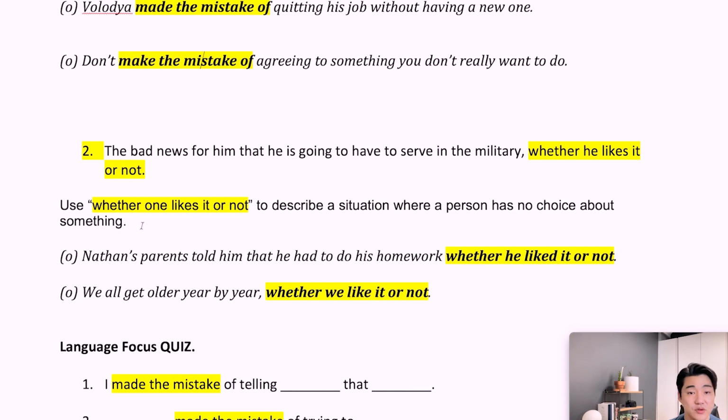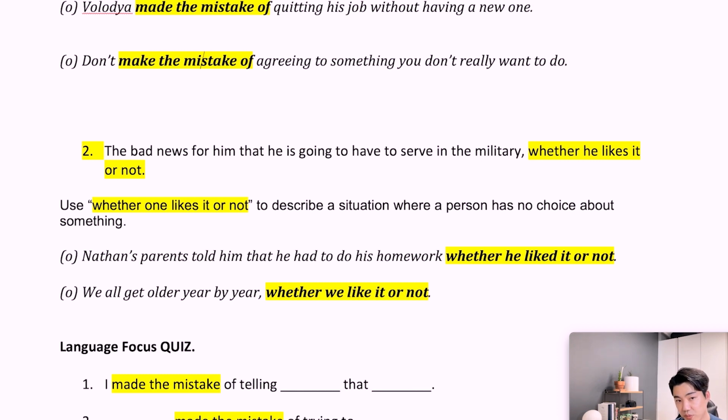2번. The bad news for him that he is going to have to serve in the military, whether he likes it or not. So we're going to learn a very common expression today. We use whether one likes it or not to describe a situation where a person has no choice about something. So whether one likes it or not, 좋든 싫든. 받아들이든 말든. 선택권이 없는 상황을 설명할 때 쓰인다.